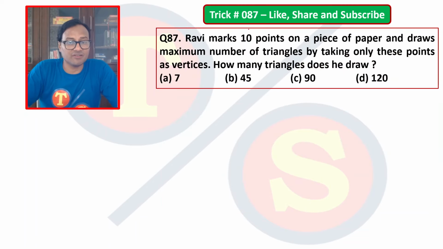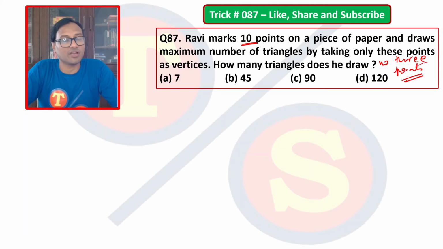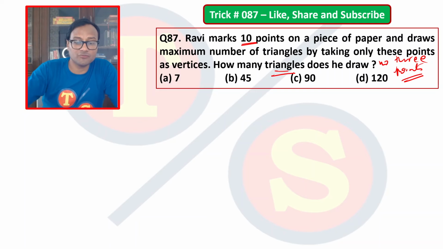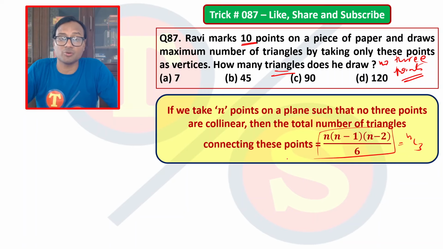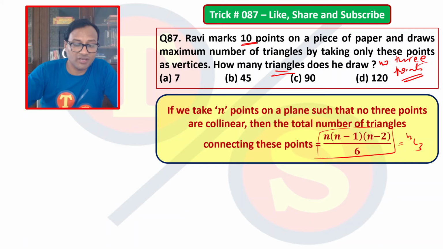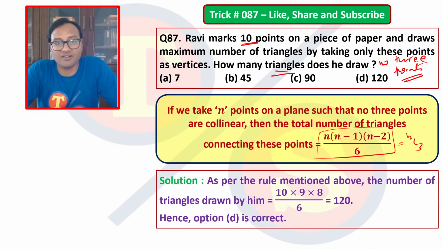Then 87. 10 points are marked by Ravi on a piece of paper such that no 3 points are collinear, no 3 points lie on the same line. After that, he makes triangles by taking these points as the vertices of the triangle. So how many triangles does he draw? Here we have to make a combination of 3. That comes out to be nC3. nC3 is nothing but n into n minus 1 into n minus 2 upon 6. Apply this formula and you will get the right answer.